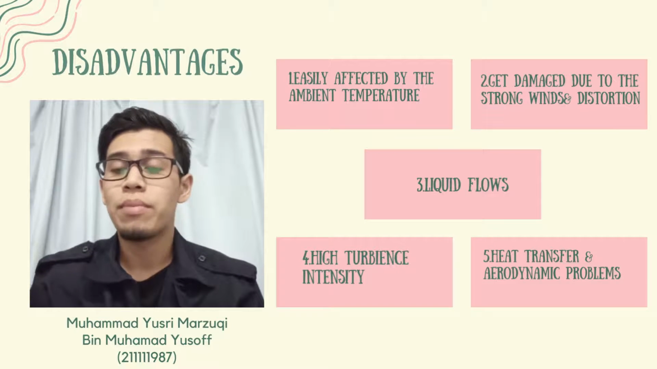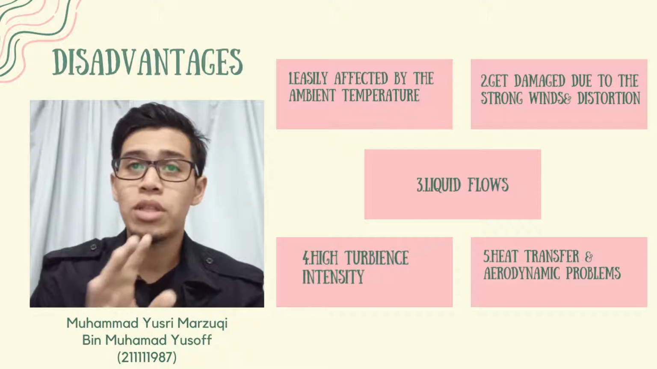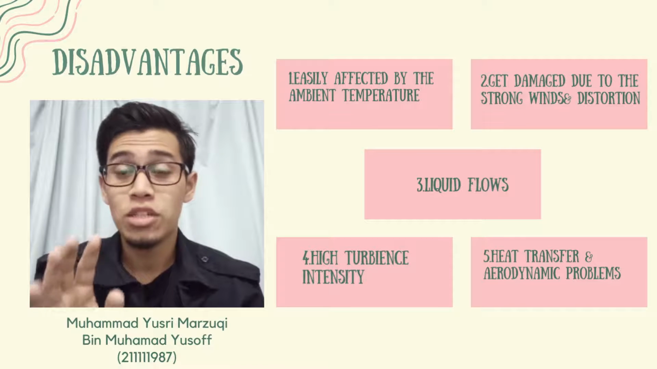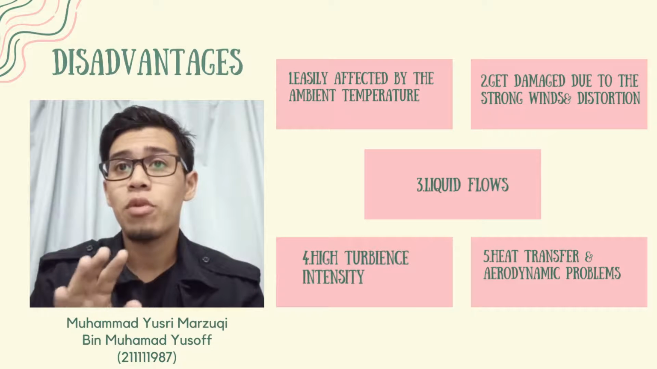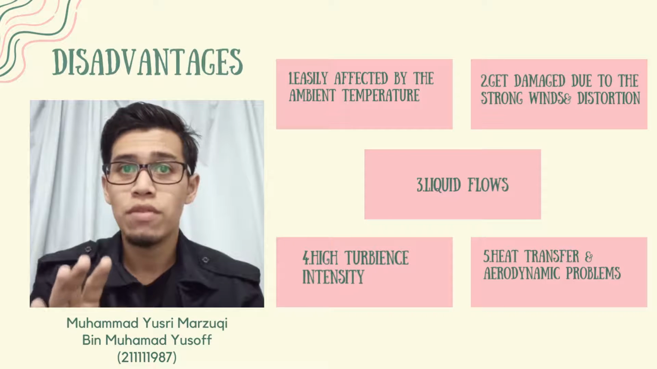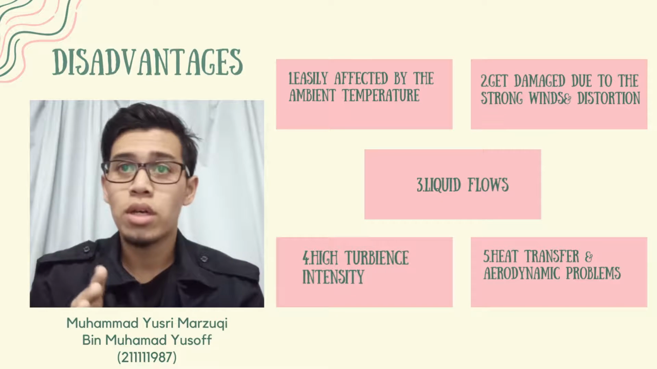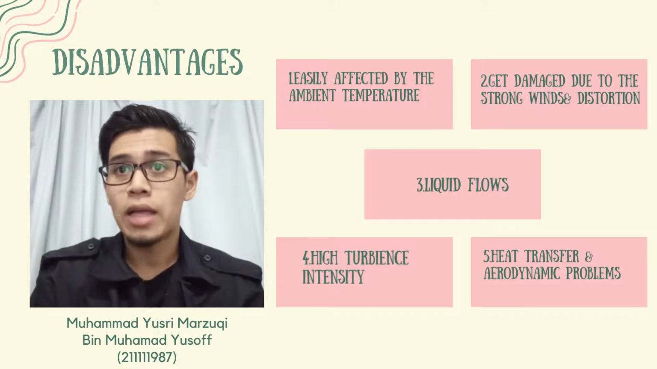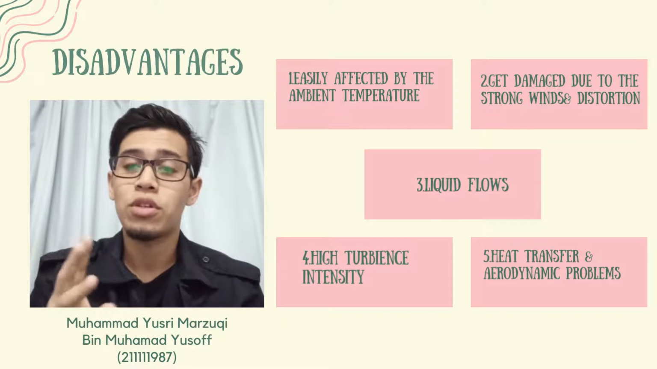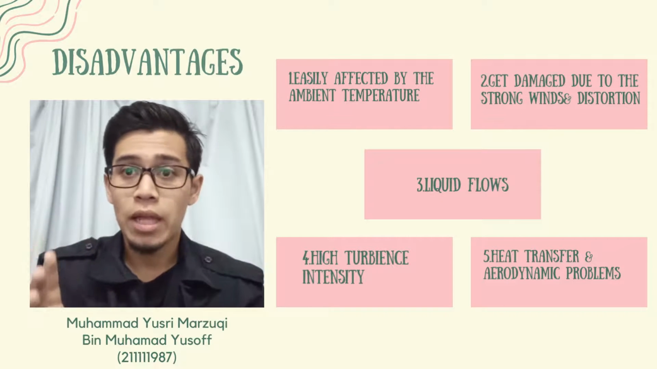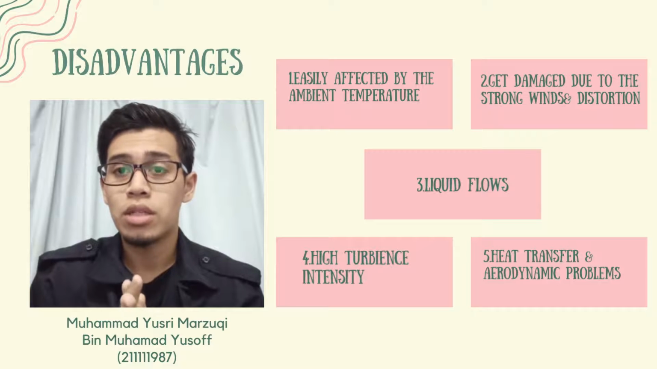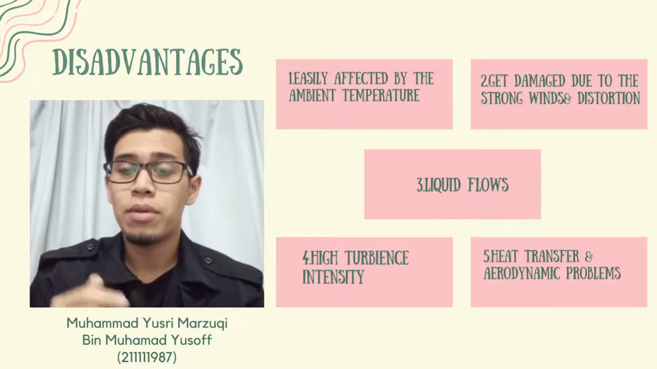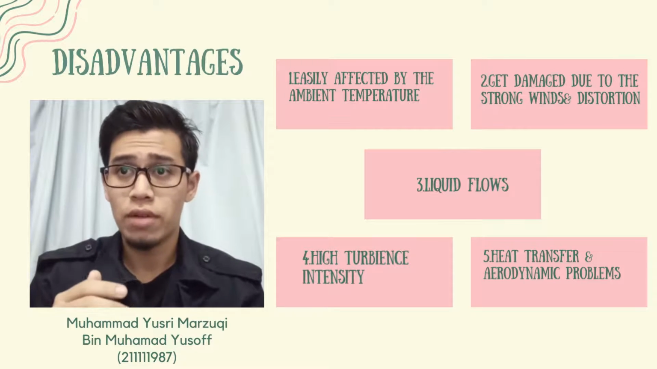Finally, I would like to address the transfer and aerodynamic problem. These probes are not sensitive to flow direction and reverse flow. Furthermore, the probe support interferes with the flow onto the other sensor, as in a multi-component probe, and in a multi-probe arrangement, such as for space correlation measurement. And that's all from me about the thermal anemometer disadvantages.